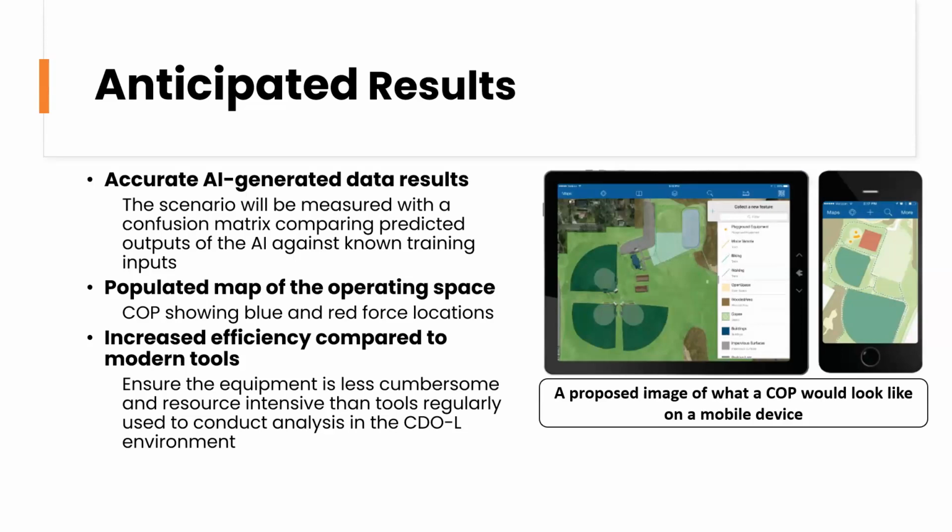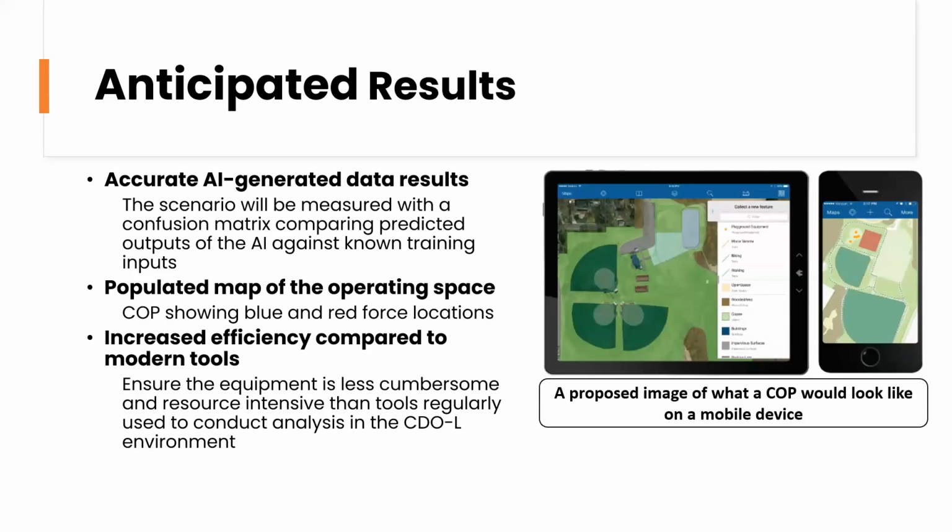Using that information, I can measure the scenario with something like a confusion matrix, and I can compare those predicted outputs of the AI against those known training inputs. Next, the populated map of the operating space. This is the most important part of the capstone.